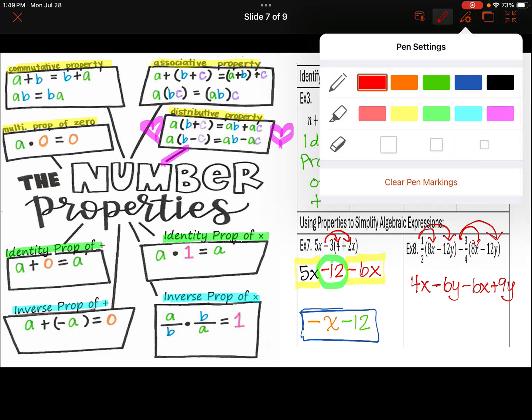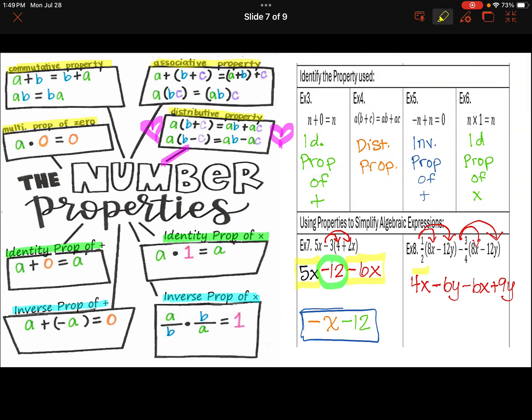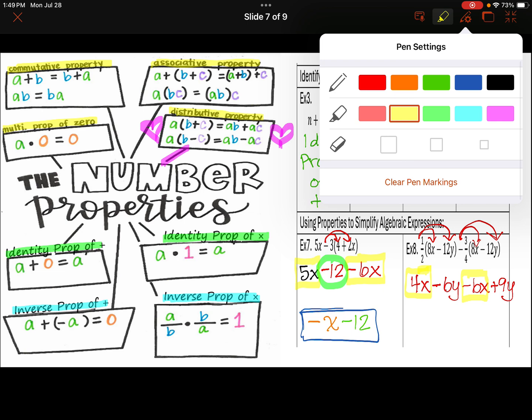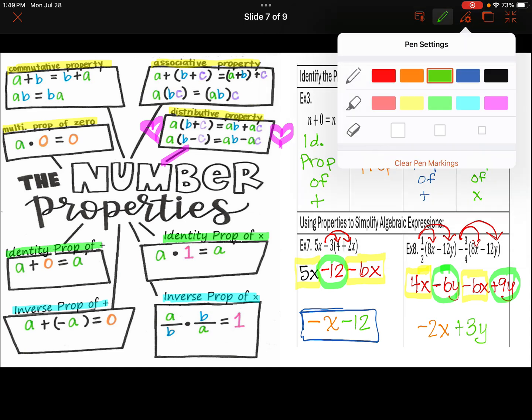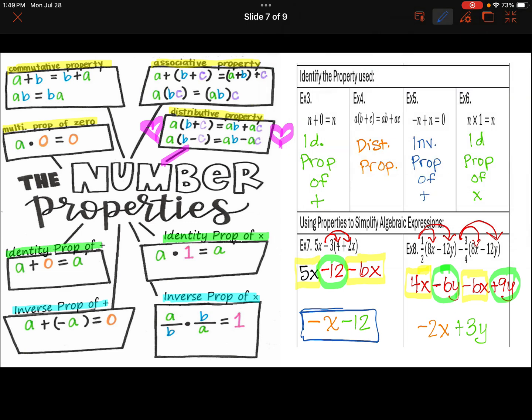And now we're going to come through and combine like terms. So my two terms that have an x are like terms, and my two terms that have a y are like terms. And so a 4x and a negative 6x will add up to negative 2x, and a negative 6y and a positive 9y will add up to positive 3y. And that is my simplified algebraic expression.